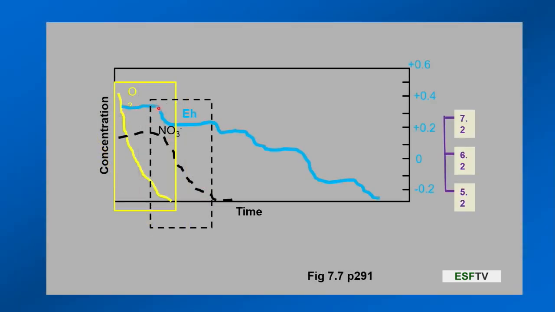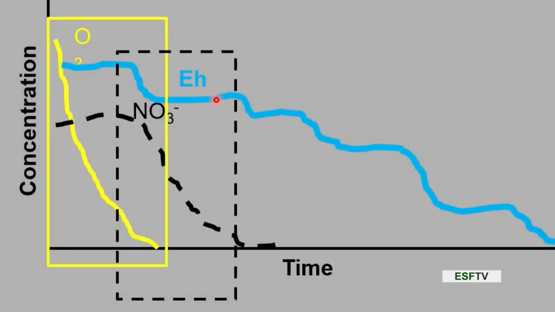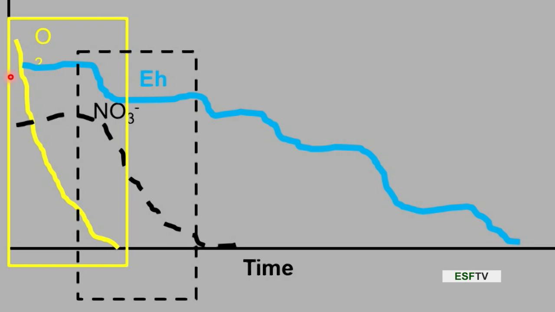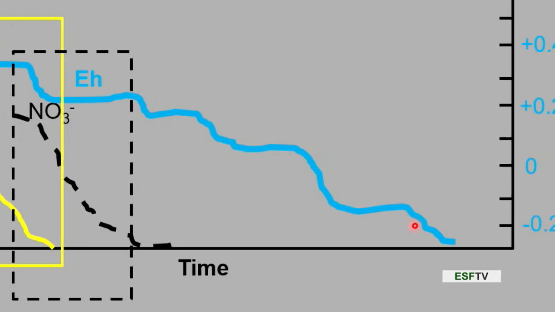As we look at that, we could plot the EH, we could plot the redox potential, and we see it going down, down, down. Here's the number for EH, it's being reduced as the system becomes more anaerobic.